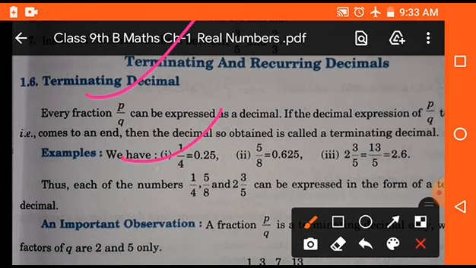The first example is 1 upon 4. 1 upon 4 means the decimal representation is 0.25. That means it is terminating because it terminates after two digits of the decimal. That means it will be considered as a terminating decimal expansion.